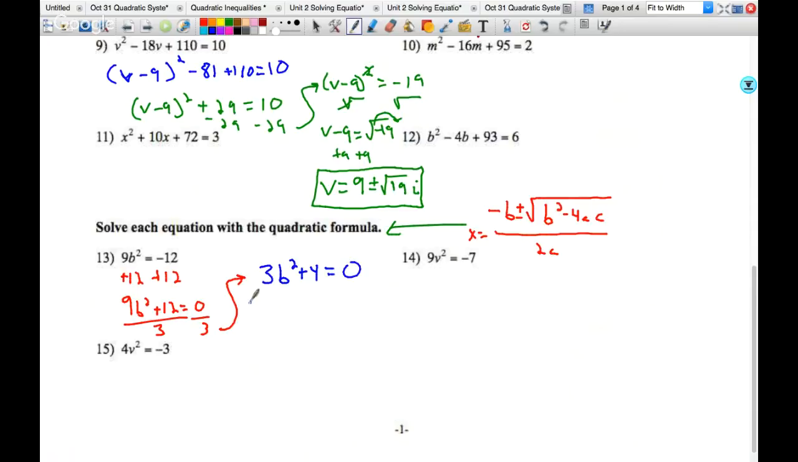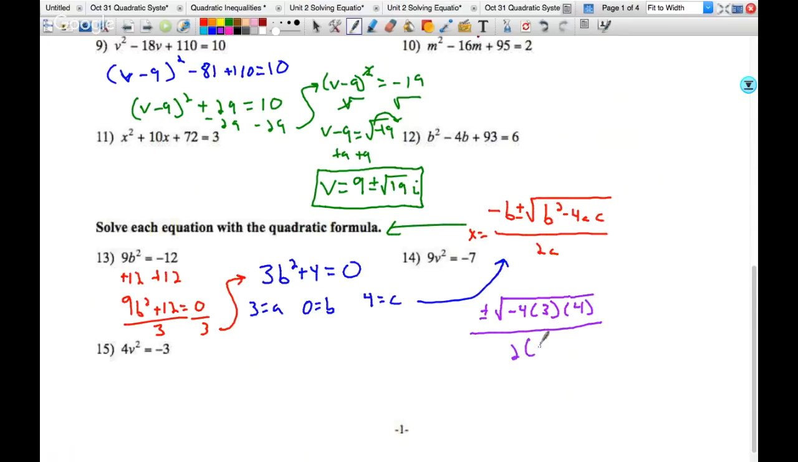I'm going to plug in 3 for my a value, 0 for my b value, and 4 for my c value, all into this formula here. Let's see what that looks like. Negative b will be a 0, so I'm not going to write it. Plus or minus the square root of b squared, again, I'm not going to write that, minus 4 times a times c, all over 2 times my a value of 3.